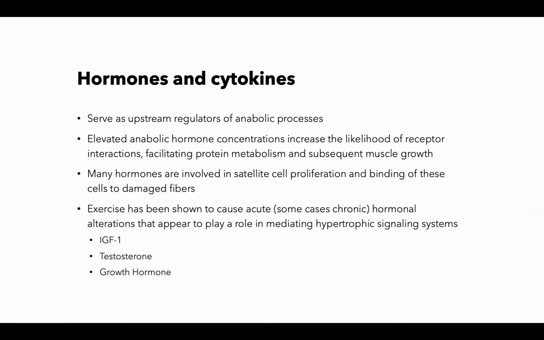Hormones and cytokines play an important role in hypertrophy as well, serving as upstream regulators of anabolic processes. And elevated anabolic hormone concentrations increase the likelihood of receptor interactions, facilitating protein metabolism and subsequent muscle growth. Many hormones are also involved in satellite cell proliferation and differentiation, and perhaps also facilitate the binding of satellite cells to damaged fibers to aid in muscular repair. Different types of exercise have been shown to cause acute and, in some cases, chronic hormonal alterations that appear to play a role in mediating hypertrophy and the signaling systems that are important for hypertrophy.